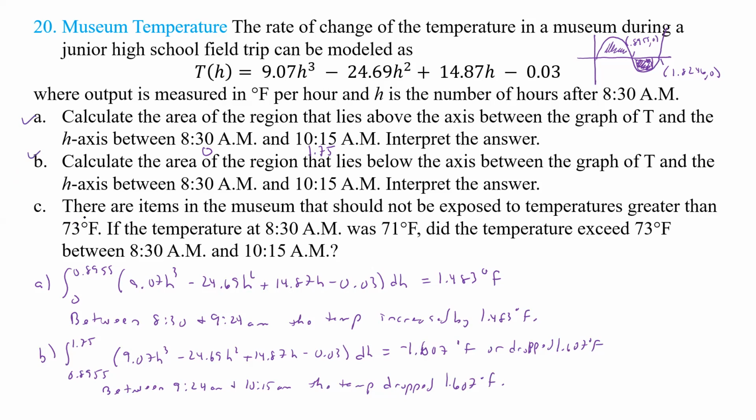All right, so that interprets A and B. So we've got those two. Now, there are items in a museum that should not be exposed to temperatures greater than 73. So did it exceed that?